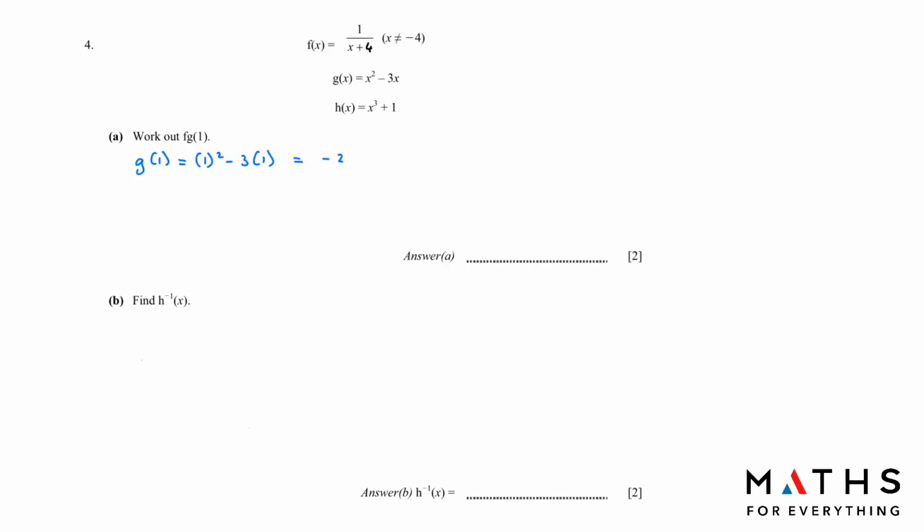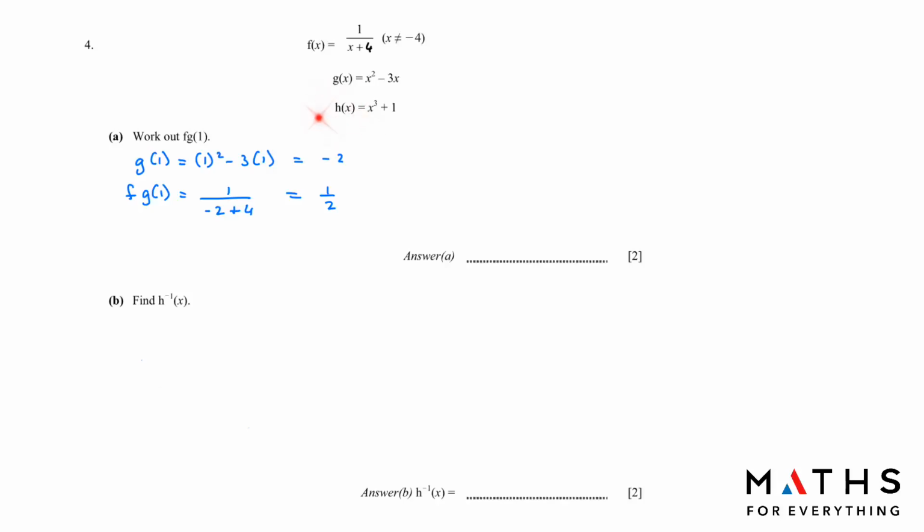Now we will write f of g of 1, and we will take f of x. In place of x, substitute the g of 1, which you got, negative 2. That will give you half as your answer. I hope it is clear. First, you find the inside one, g of 1. Whatever answer you get, you substitute in f of x in place of x. Okay? Now we have to find the inverse of h.